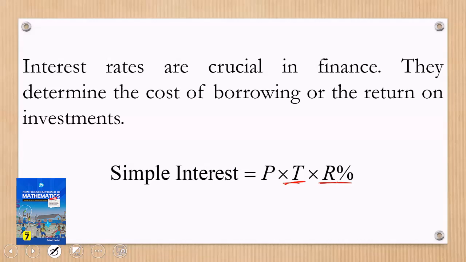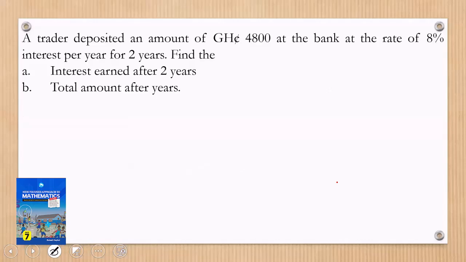All right. So let's take a few examples and see how it works. A trader deposited an amount of 4,800 at the bank at the rate of 8% interest per year for 2 years.